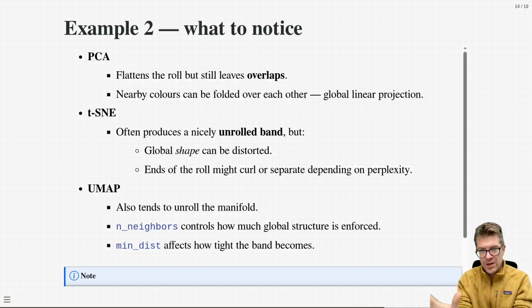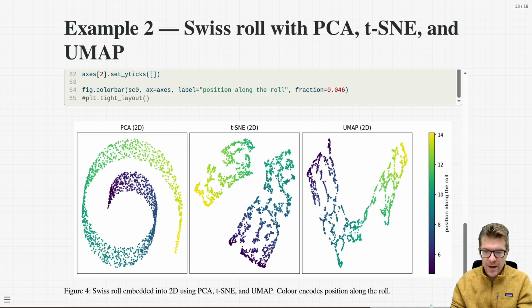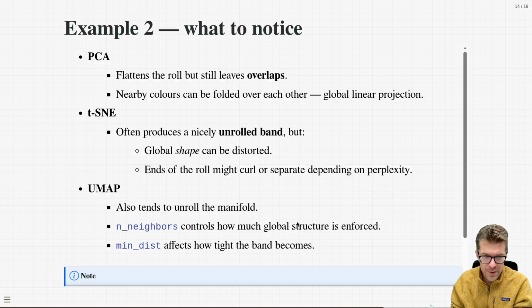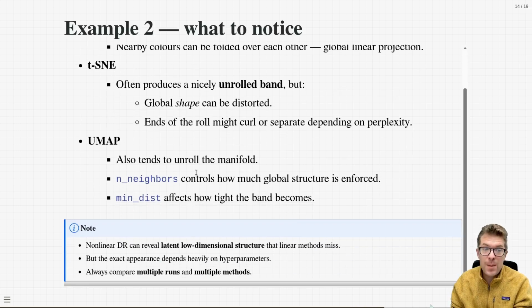t-SNE generally produces an unrolled band, so there's not much overlap. The global shape can be distorted. Here, actually, with the t-SNE and the UMAP I can still see generally this kind of band-like structure in each of these things, so there's not much of a clear benefit of one over the other. UMAP tends to unroll the manifold, but these hyperparameters can really change how much of the global structure is enforced and how tight the band is in terms of close neighbors.